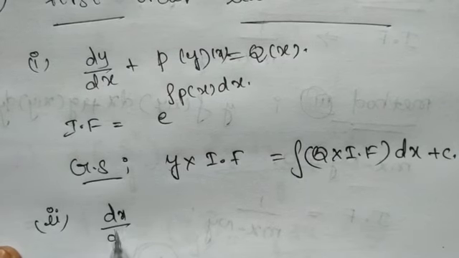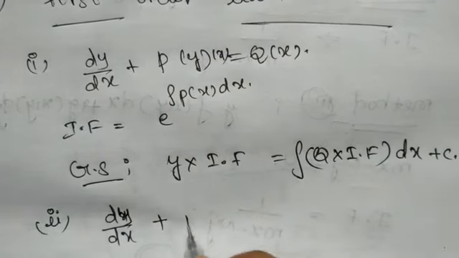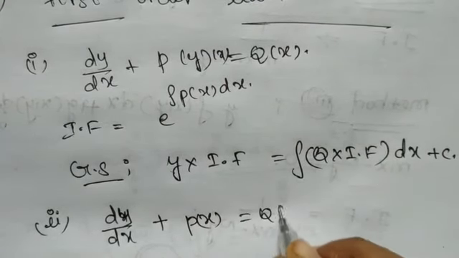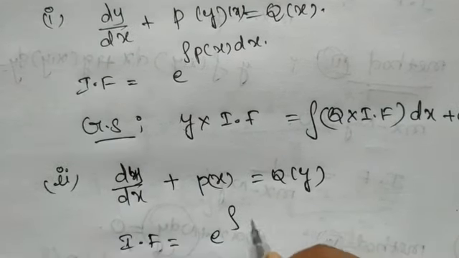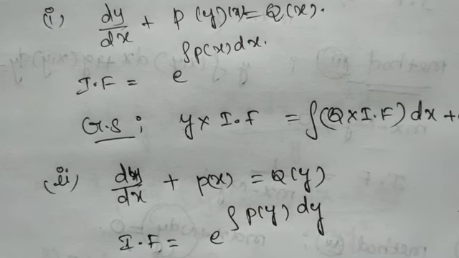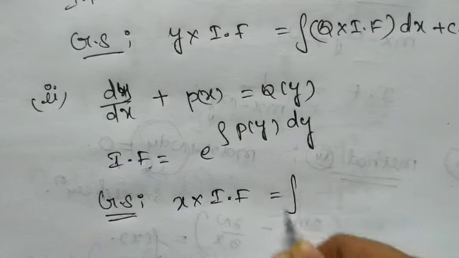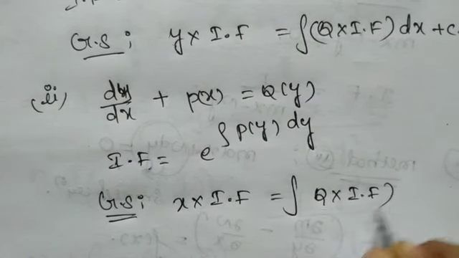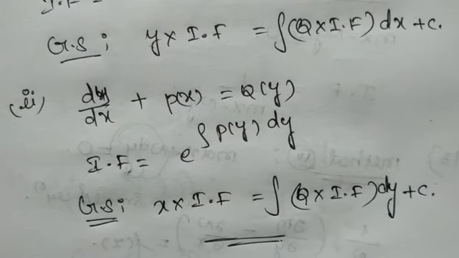Next, dx by dy plus P of y times x equal to Q of y. In this, the integrating factor is e power integration of P of y dy, then the general solution is x into integrating factor equal to integration of Q into integrating factor into dy plus c. So this is the first order linear differential equation in terms of y.